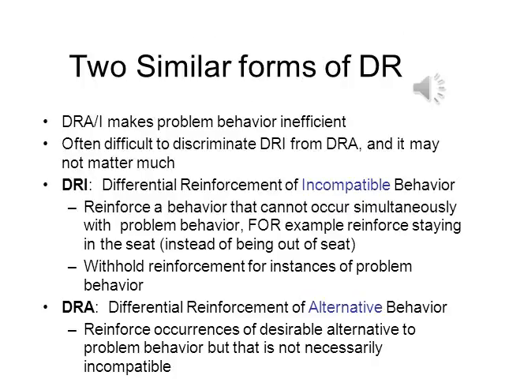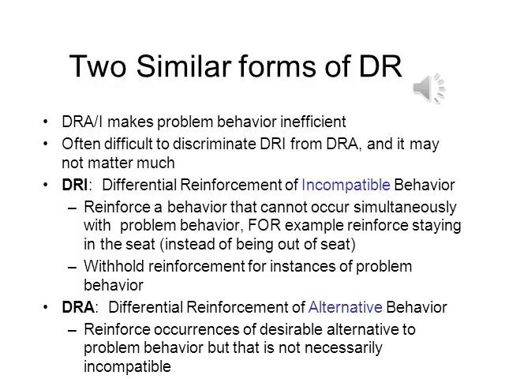The first two types of differential reinforcement to reduce problem behavior would be DRI, differential reinforcement of incompatible, or DRA, differential reinforcement of alternative behaviors. These can often be difficult to tell apart, and I am not too concerned about these differences. Both of these procedures make problem behavior inefficient.